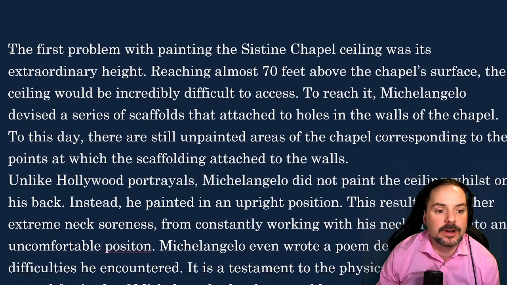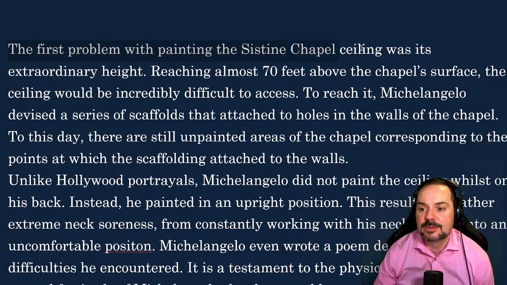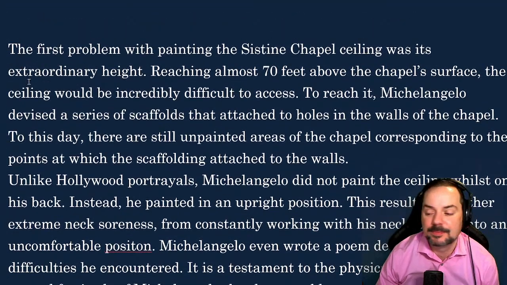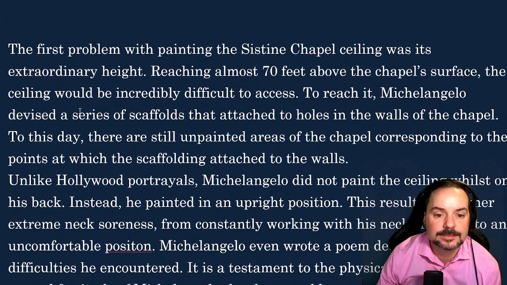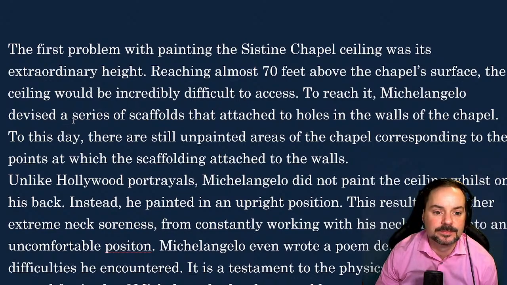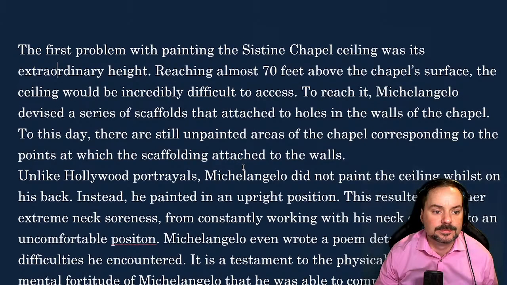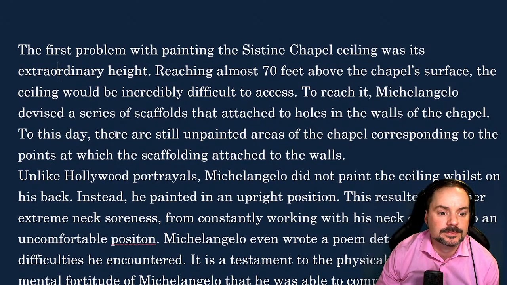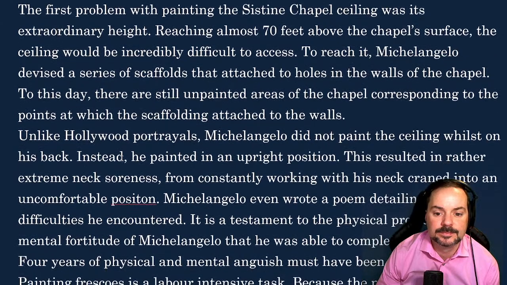The first problem with painting the Sistine Chapel ceiling was its extraordinary height. Reaching almost 70 feet above the chapel surface, the ceiling would be incredibly difficult to access. To reach it, Michelangelo devised a series of scaffolds that attached to holes in the walls of the chapel. These days, there are still unpainted areas of the chapel corresponding to the points at which the scaffolding attached to the walls.